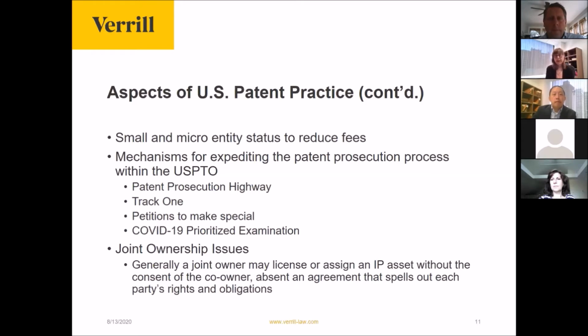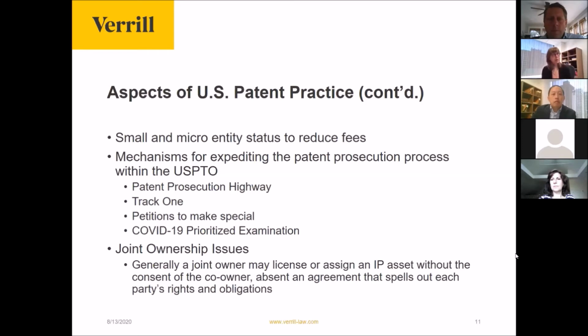And it's very easy to apply for this program. There's no fee. And once you're on it, you'll pretty much stay on it. So it's a very beneficial program. It doesn't guarantee that you'll get a patent, but it does seem to help speed the process up.